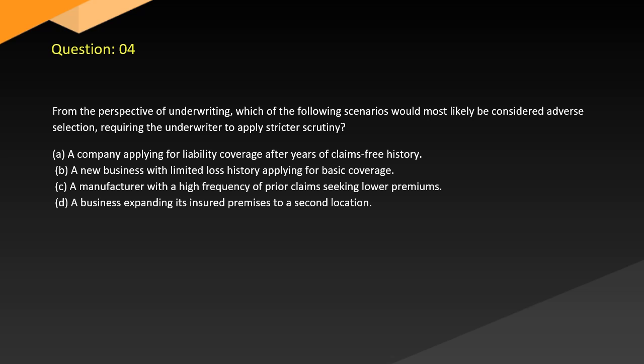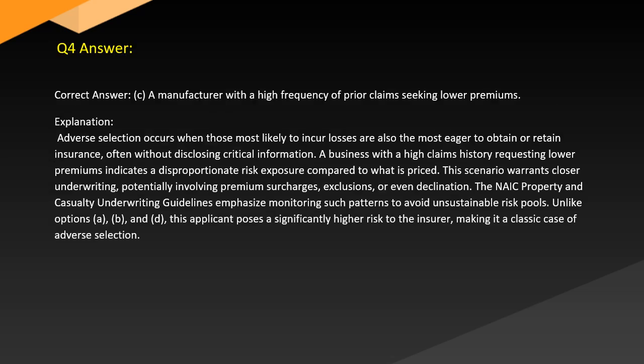Question 4. From the perspective of underwriting, which of the following scenarios would most likely be considered adverse selection, requiring the underwriter to apply stricter scrutiny? A. A company applying for liability coverage after years of claims-free history. B. A new business with limited loss history applying for basic coverage. C. A manufacturer with a high frequency of prior claims seeking lower premiums. D. A business expanding its insured premises to a second location.